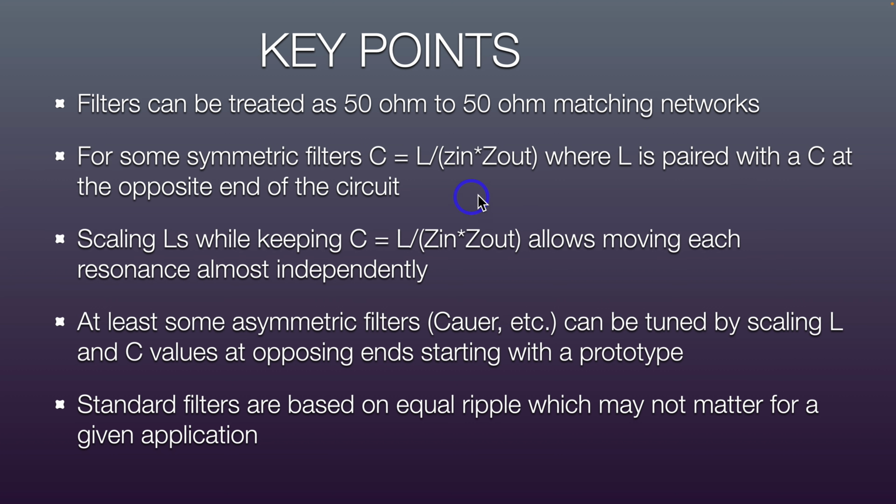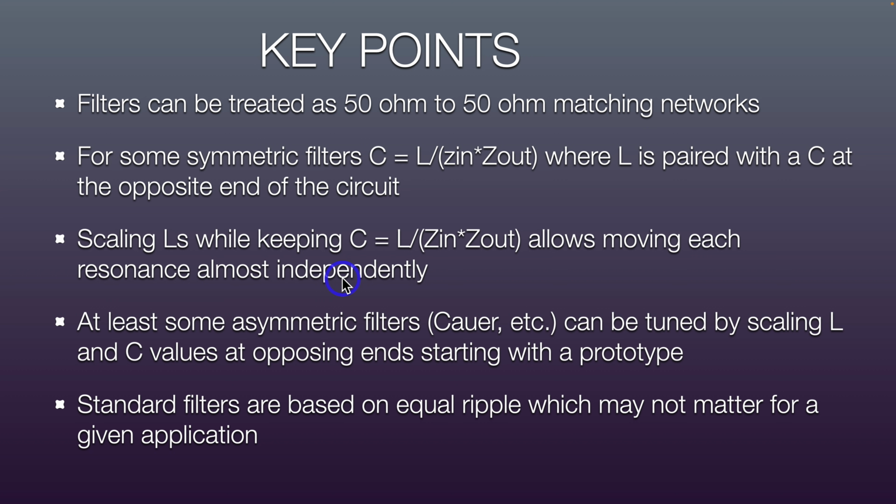end of the network. So normally you might think of stepping through a filter network and the first two components are creating a resonance, but it turns out that it's the ones at the opposite ends of the circuit that create the resonance. So if you keep this ratio and then you scale the L's and keep this C equal to L over Z in times Z out, that allows you to move each resonance almost independently. They do have some interaction, but they're pretty easy to just tune in with the circuit simulator.